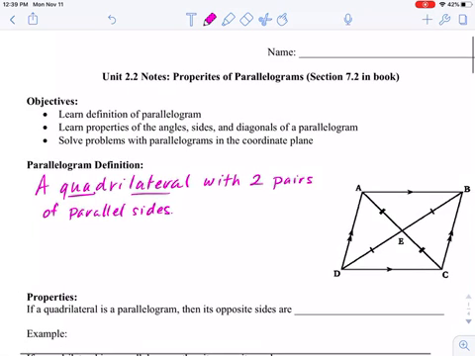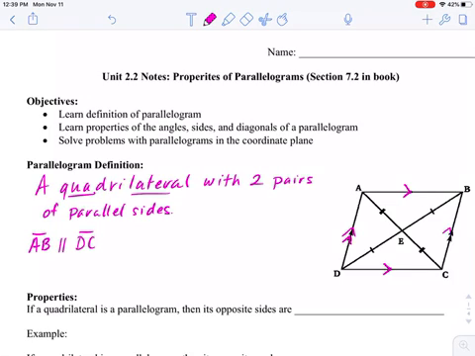We mark that here with little arrows. So we would say that segment AB is parallel to segment DC. AB is parallel to DC. The second set of parallel sides is AD and BC. Segment AD is parallel to segment BC.